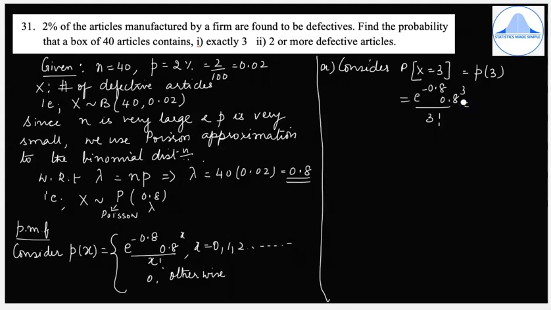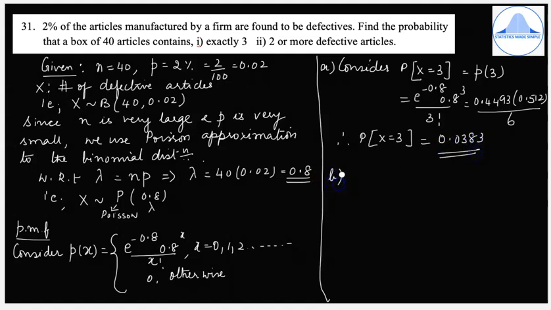So e to the power minus 0.8 is 0.4493 into 0.512, 3 factorial is 6. So after simplification, we'll get probability of x equal to 3 is 0.0383. Remember that any probability answer should lie only between 0 and 1 and it should not be negative.